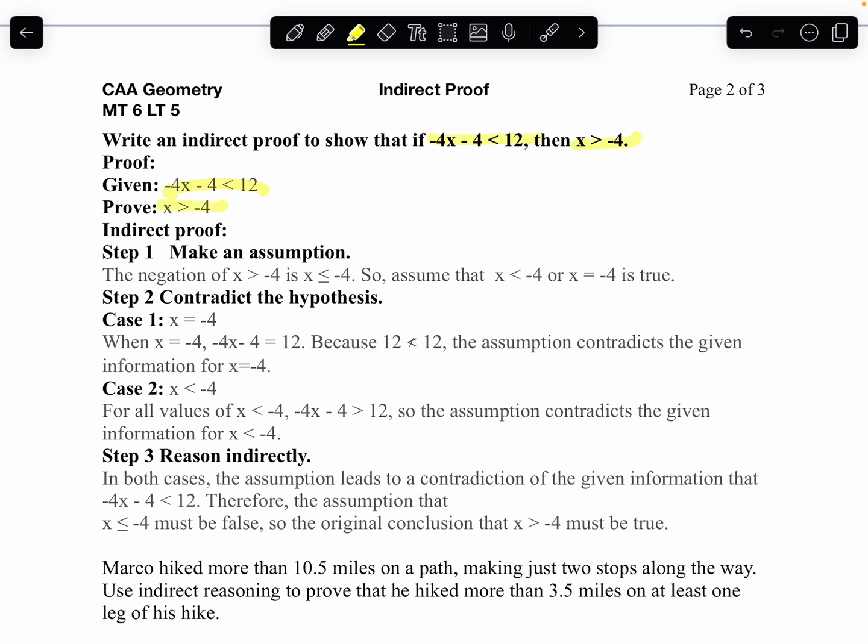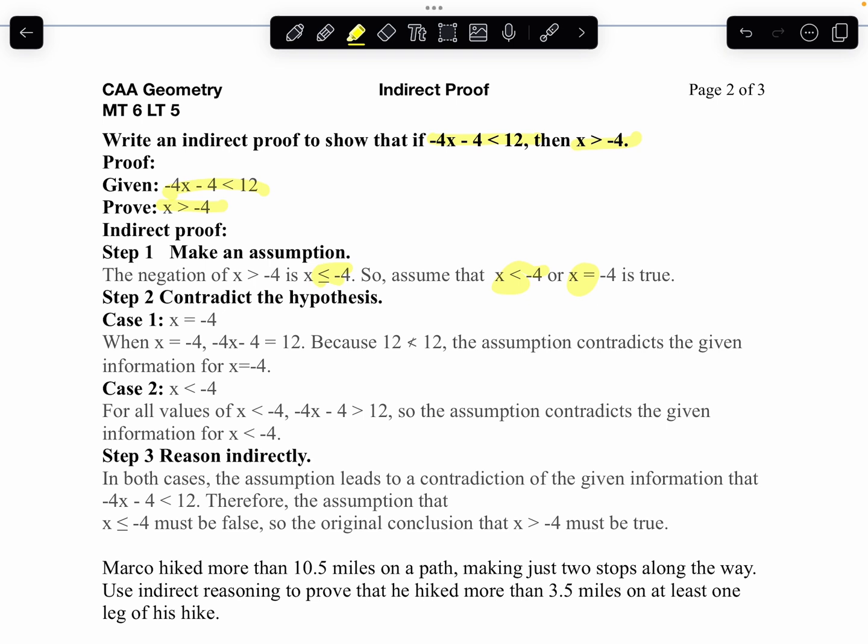So to write an indirect proof, I want to do the opposite of x is greater than negative 4. So you've got to think, what's the opposite of greater than negative 4? Well, it's less than or equal to negative 4. Now, I can't do my reasoning with less than or equal on this problem, although maybe I could. But what I'm going to do is split it up. I'm going to do less than negative 4, and I'm going to do equals negative 4.